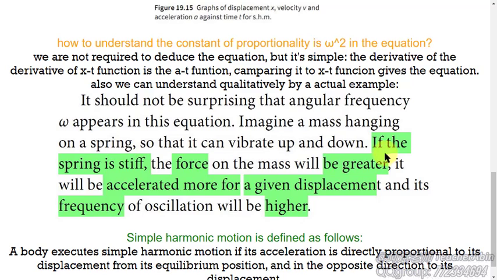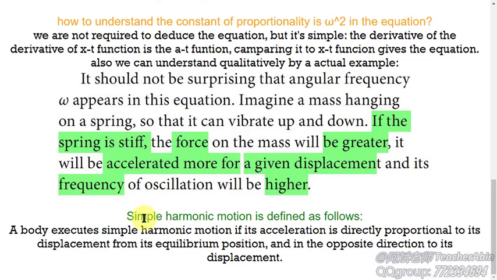In general, if the spring is stiffer, the constant of proportionality in the equation will be greater, and so will the angular frequency omega. This suggests that omega relates to the constant of proportionality in the equation, and they are positively correlated. Now for the last question.